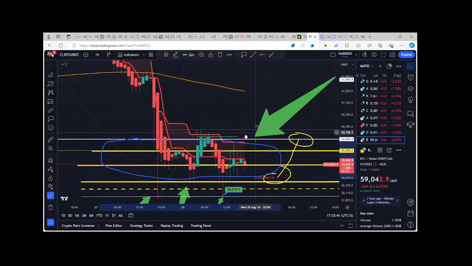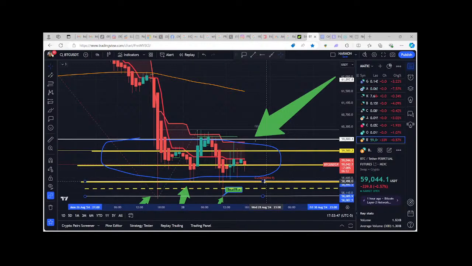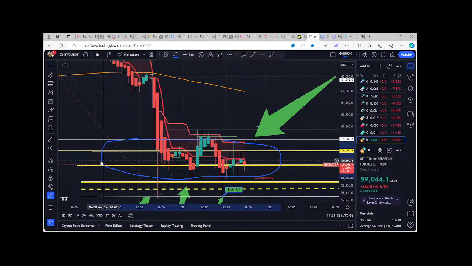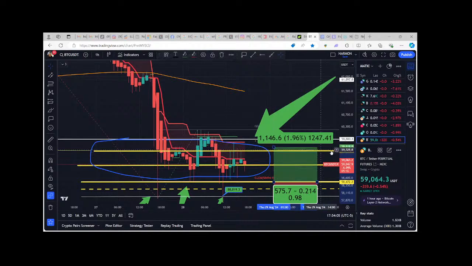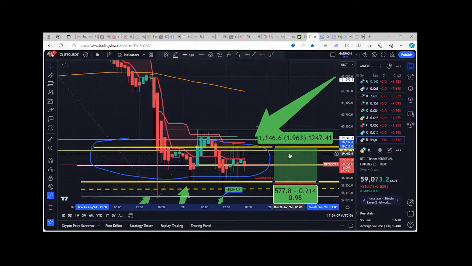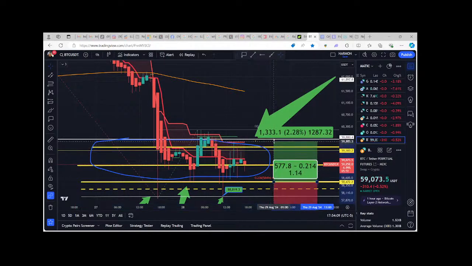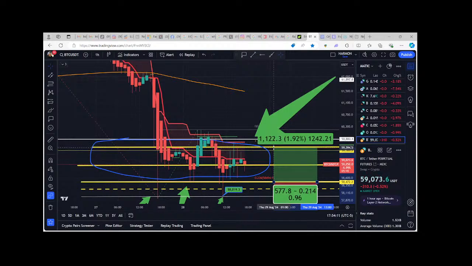So once we have this area mapped out, as you can see here with our yellow, the super zone, right? Even from the super zone, we can see if we were getting in on this level here, we have a 1% move to the first yellow, a 2% move to the second yellow, and then these are our target areas here, right?